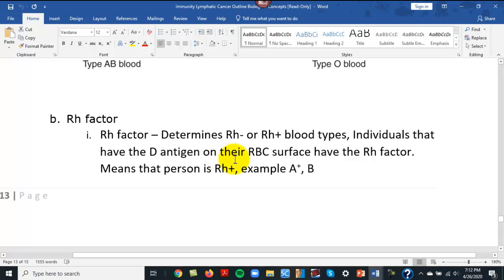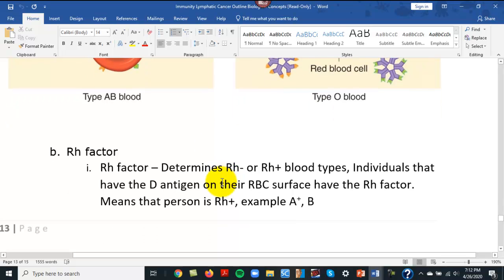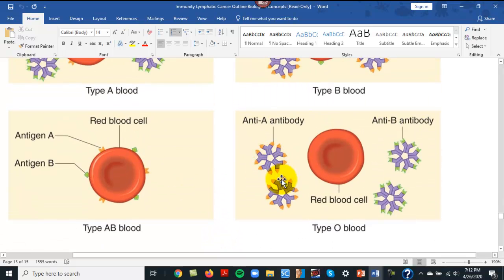The Rh factor has to do with what is called this D antigen, which is not in this picture. 87% of the population has the D antigen. That means they're Rh positive. If you do not have the D antigen, you are negative. And why is that important? Because you have to keep that in mind when doing blood transfusions.